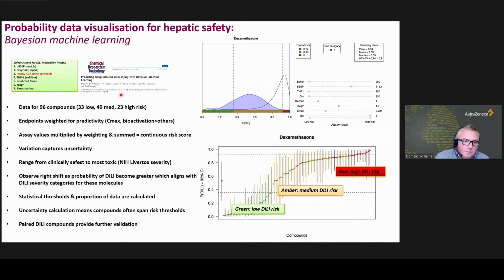This is the probability data visualization in the Bayesian machine learning model. This has all been published, so please take a look in Chemical Research and Toxicology.